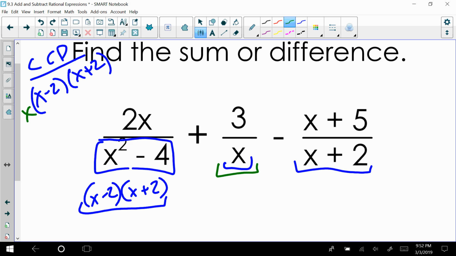So because x plus 2 is already in the LCD, I don't need to put it there. X, oh, it wasn't here. That's why I put it there. X minus 2, x plus 2, we already wrote that first.